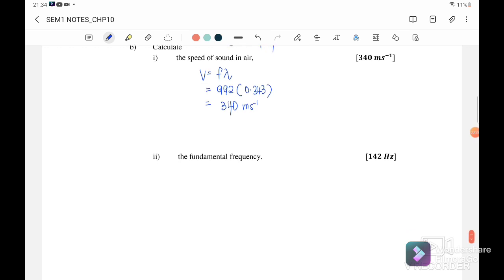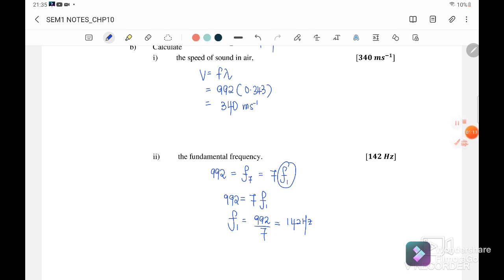Next, question number 2, part 2. Find the fundamental frequency. As we know, 992 is equal to the 7th harmonic, or 7 times the first harmonic. We want to find the fundamental frequency, meaning we want to find the first harmonic. So 992 is equal to 7 of the first harmonic. Therefore, the fundamental frequency is equal to 992 over 7, so we will get 142 Hertz. This is our first harmonic or fundamental frequency.